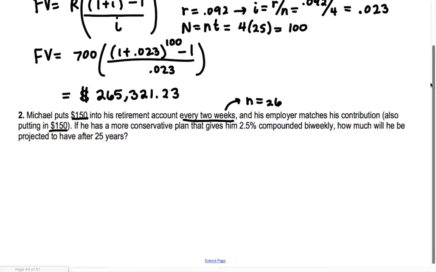Okay, so his employer's matching and putting in $150. So that means our R is now $150 plus another $150, so we're actually putting in $300 every 2 weeks. And our interest rate is going to be that 0.025 number, but it's biweekly, so we're going to divide by 26.